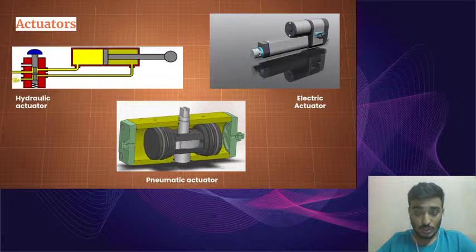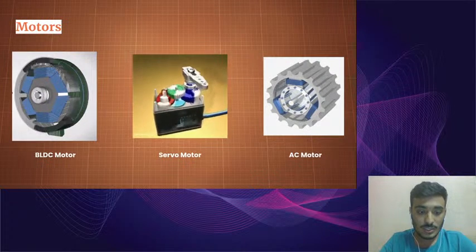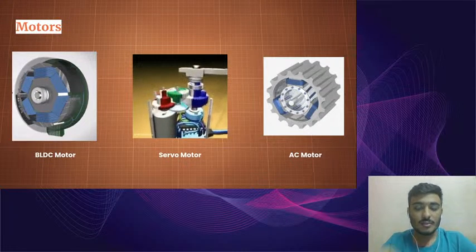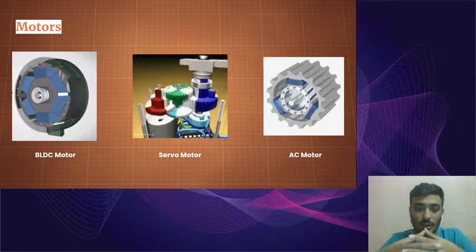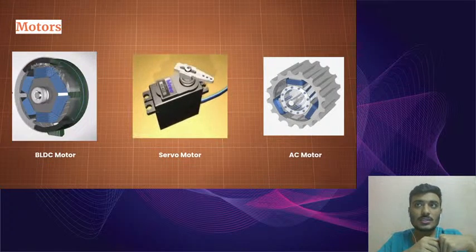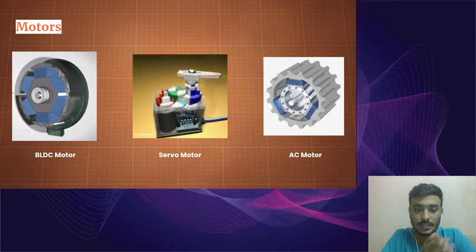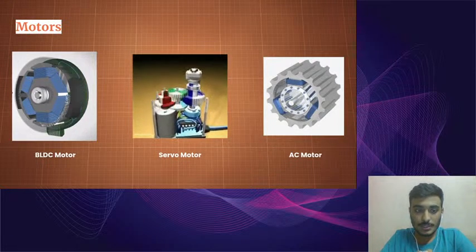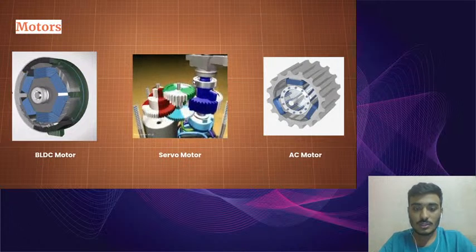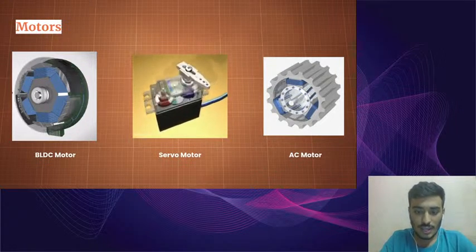And moving on to the next component, we have motors. Motors basically help us in deciding the motion of a bot in a particular direction. Actuators and motors are almost similar, but quite different in functionality, though their purpose is the same. So we have BLDC motors here, DC motors, AC motors, servo, stepper. You might have heard of AC and DC motors in your high school.